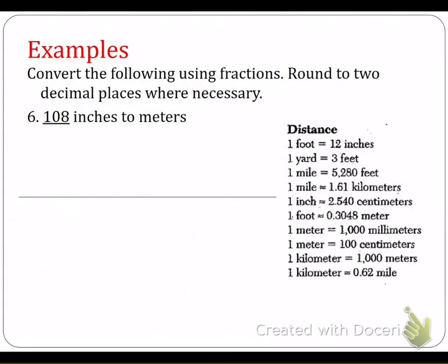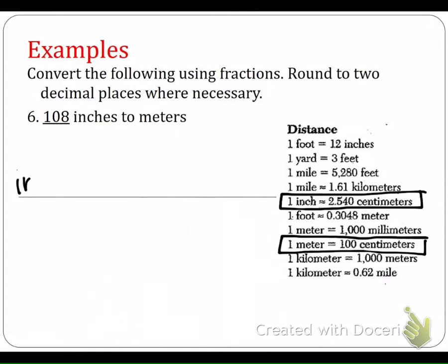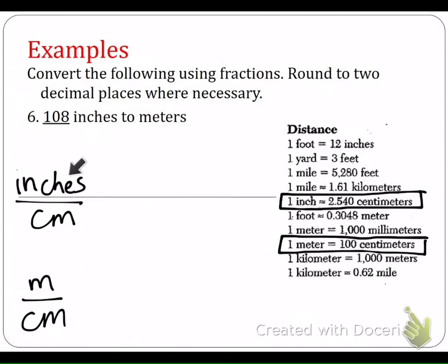So I can turn inches into what? I can turn inches into centimeters, and then I can turn centimeters into meters. All right? So it's going to be like two problems in one. First I'm going to turn the inches into centimeters. Then I'm going to go meters and centimeters, okay? So we are setting up first inches and centimeters.